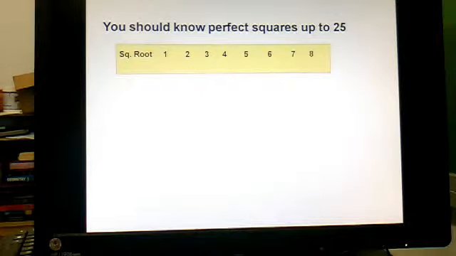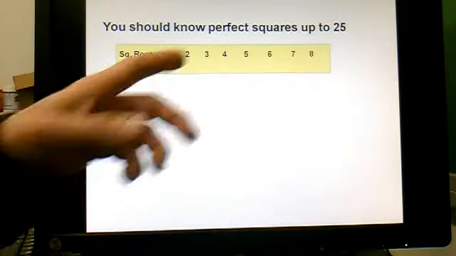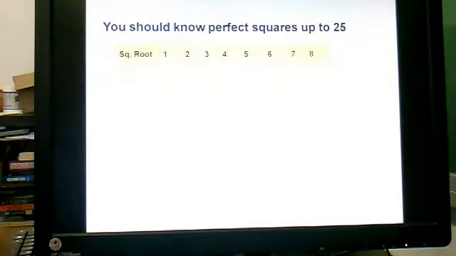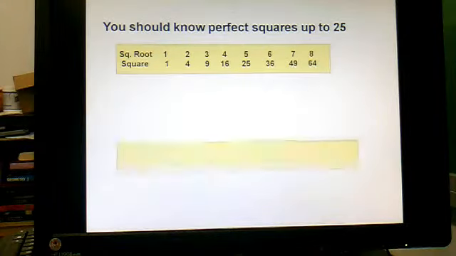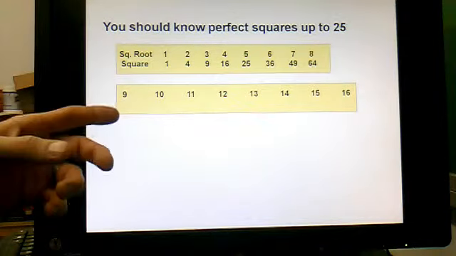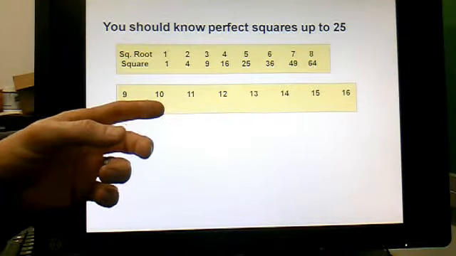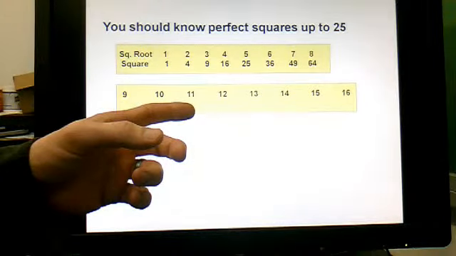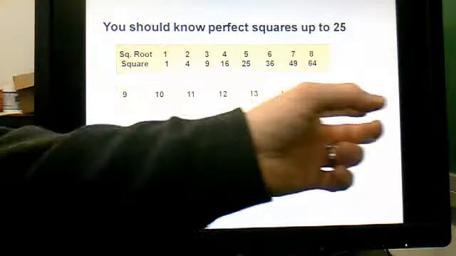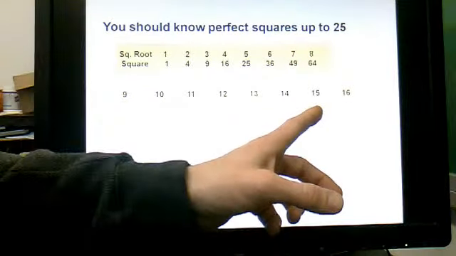So real quickly, 1 squared is 1, 2 squared 4, 9, 16, 25, 36, 49, 64. And then keep going. You should be able to get all the way up to 16 squared. 81, 100, 121, 144. And you really should be familiar with these. Certainly 225 is one you should know.